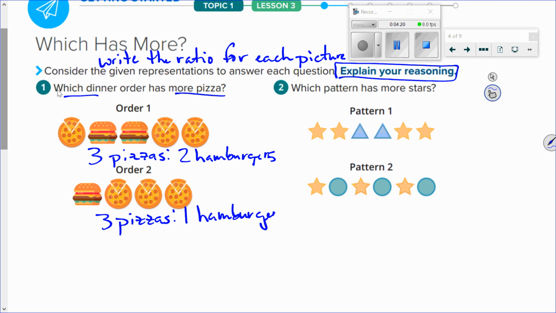Okay? So, which one had more pizzas? Equal. Are you sure? Guys, hold on. How many of you think that order 1 had more pizzas? How many think order 2 had more pizzas? How many of you think they had the same amount? Okay, someone that raised your hand for more pizzas, can you explain why?